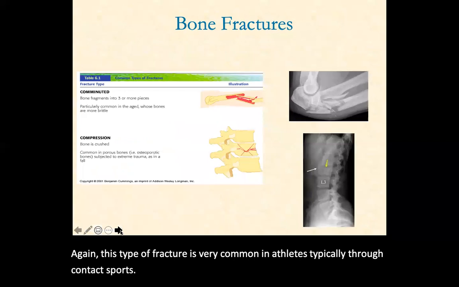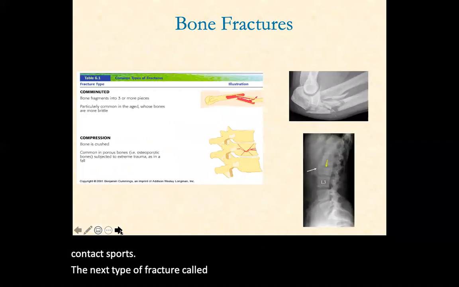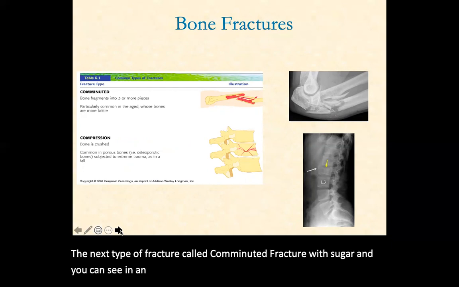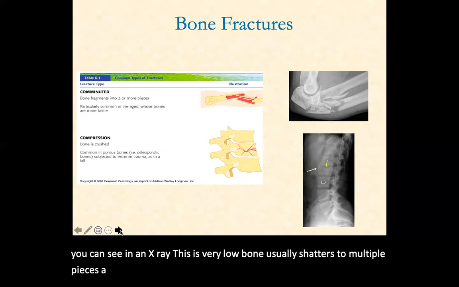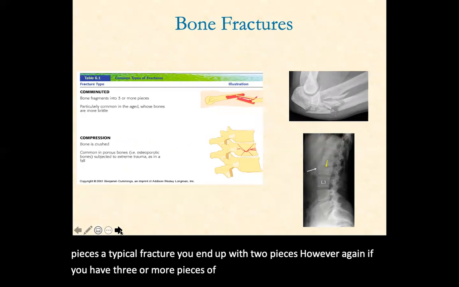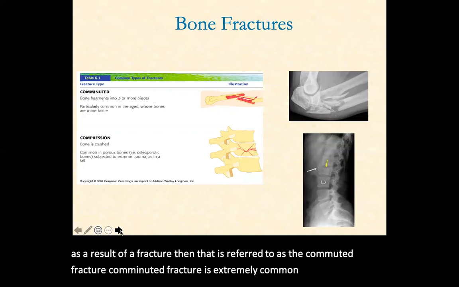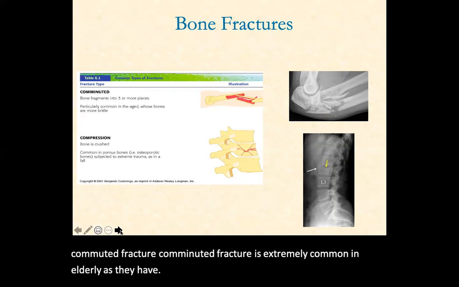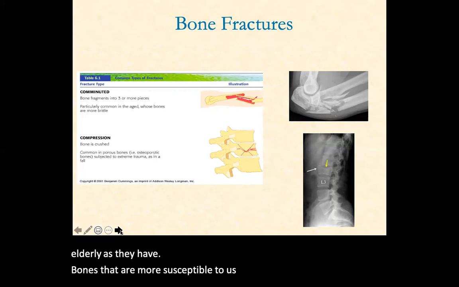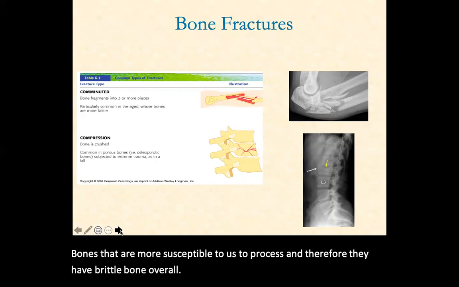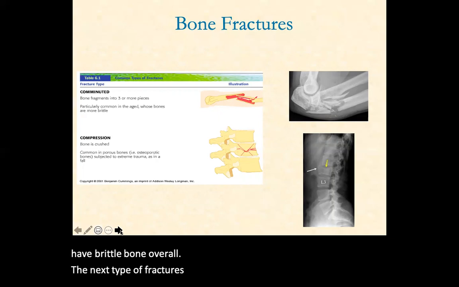The next type of fracture is called a comminuted fracture, which again you can see in an X-ray. This is where the bone usually shatters into multiple pieces. A typical fracture ends up with 2 pieces. However, if you have 3 or more pieces of bone as a result of a fracture, then that is referred to as a comminuted fracture. Comminuted fracture is extremely common in the elderly, as they have bones that are more susceptible to osteoporosis, and therefore they have brittle bone overall.